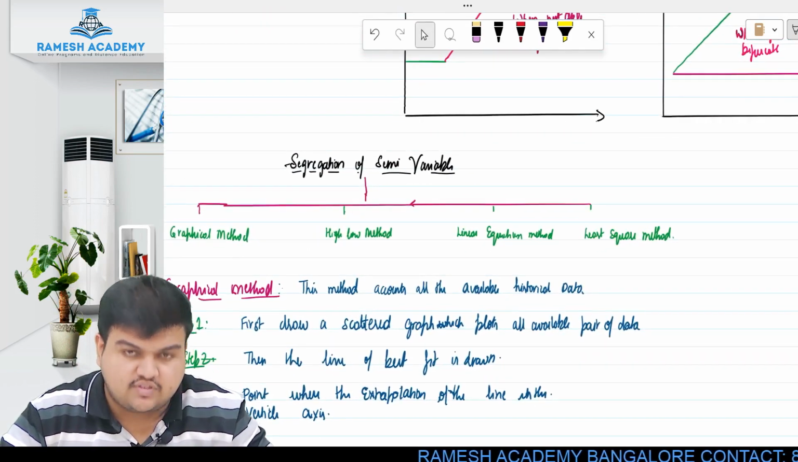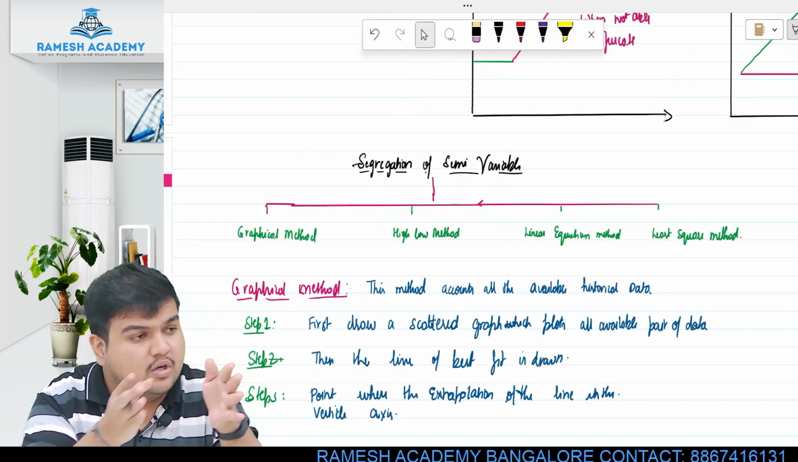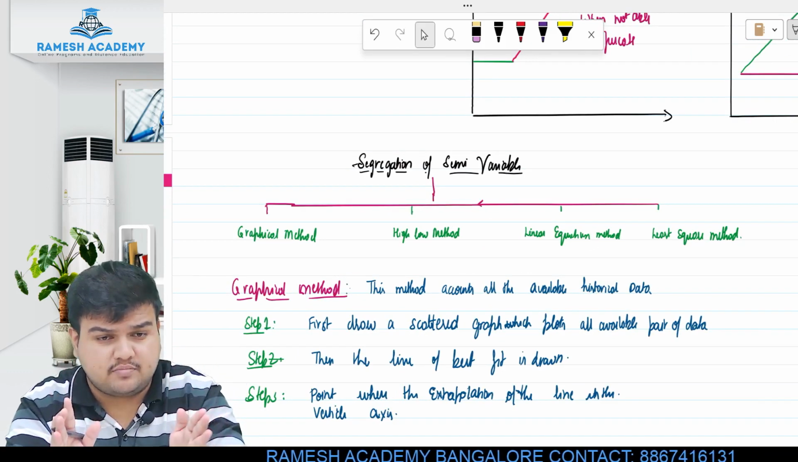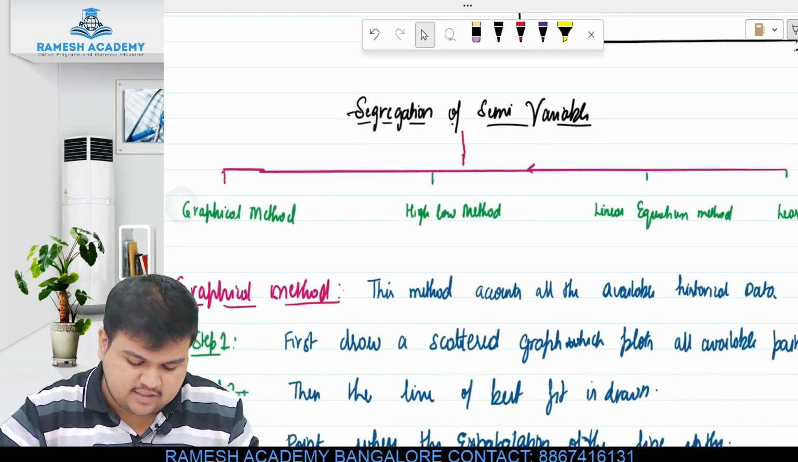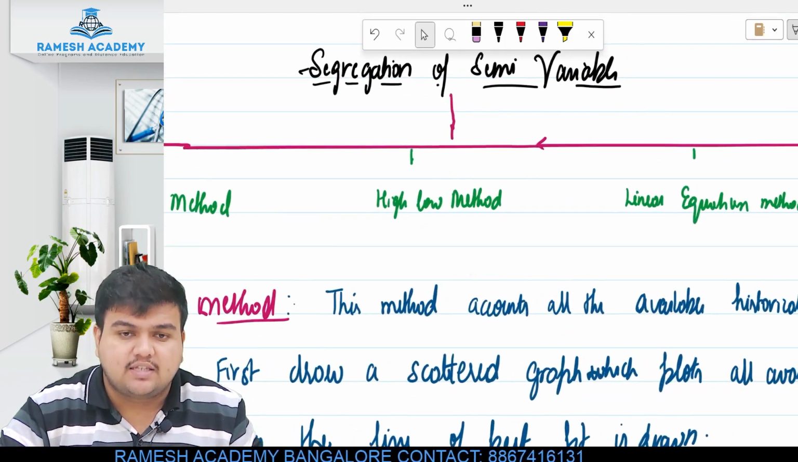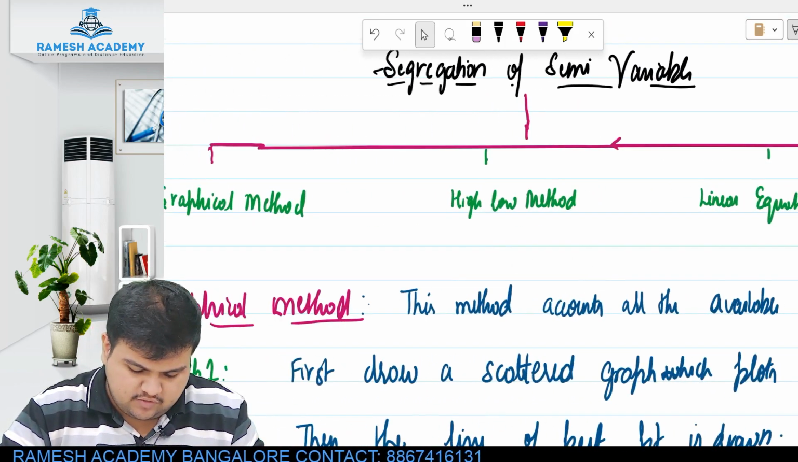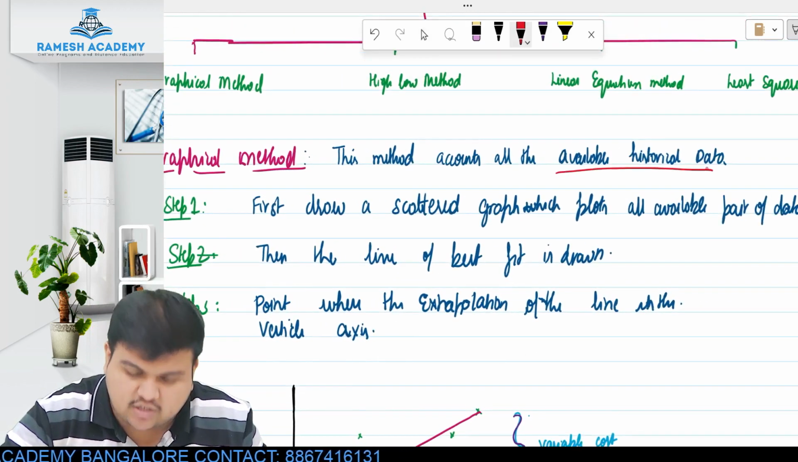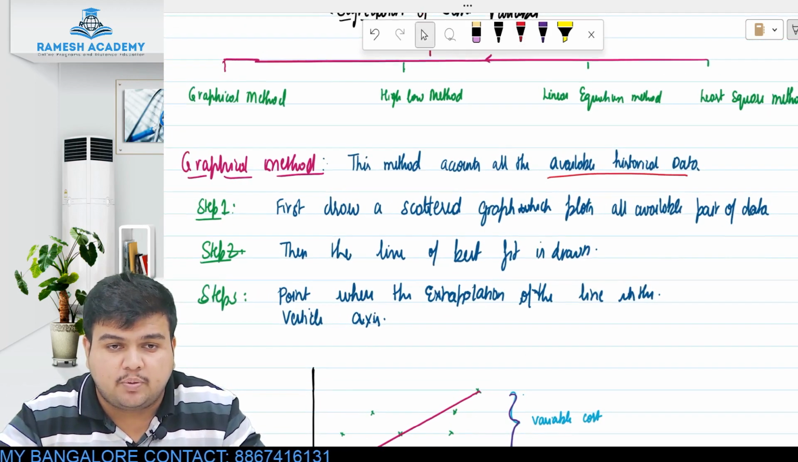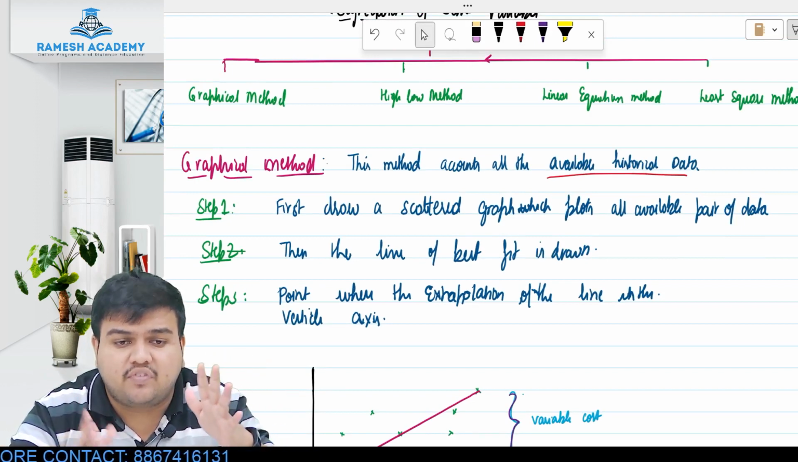Segregation of semi-variable. How to find out semi-variable? You segregate the semi-variable into fixed and variable cost. There are 4 methods to segregate it. First one is graphical method. Second is high-low method, then linear equation method, and least square method. Focusing on the graphical method, this method accounts for all the available historical data. Based on the historical data, you prepare a graph and you determine the variable and fixed cost.